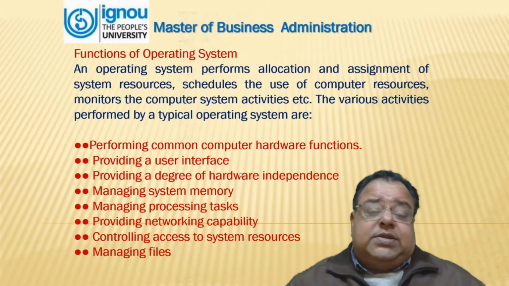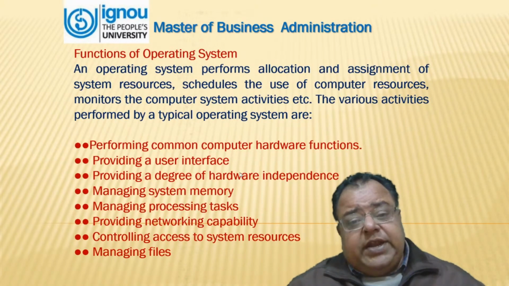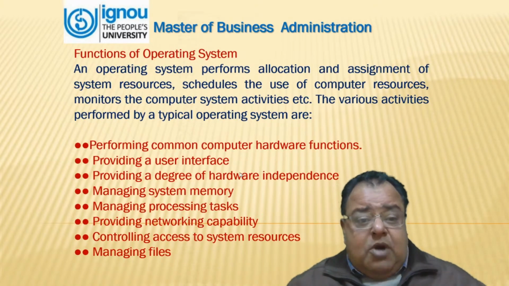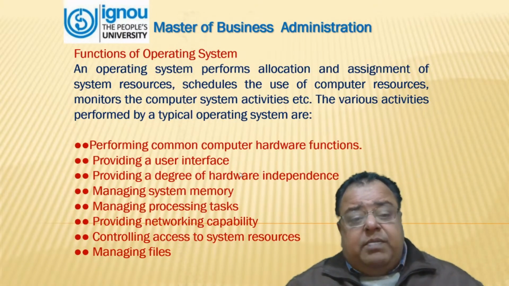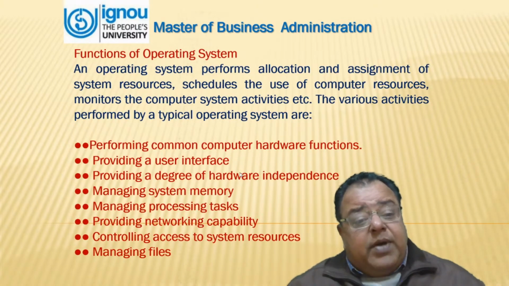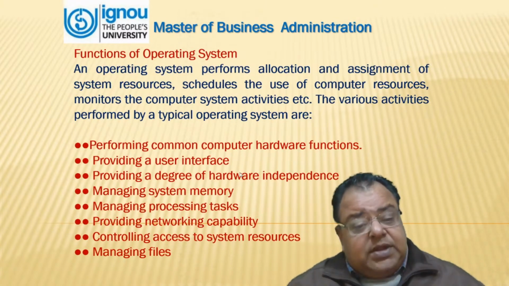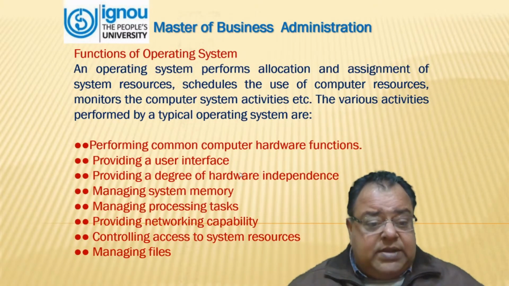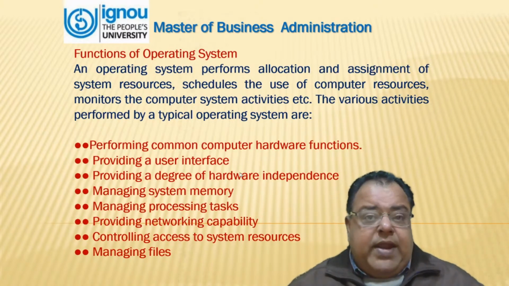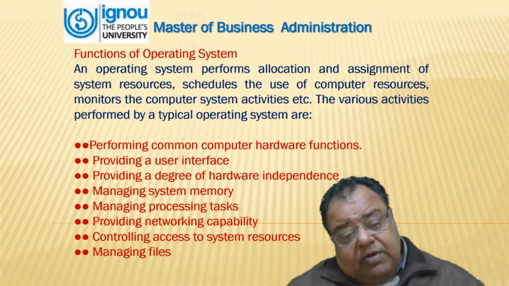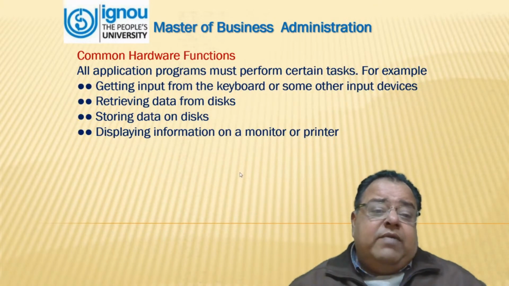What is the function of an operating system? An operating system performs allocation and assignment of system resources, schedules the use of computer resources, monitors the computer system activities, etc. The various activities performed by a typical operating system are performing common computer hardware functions, providing a user interface, providing a degree of hardware independence, managing system memory, managing processing tasks, providing network capabilities, controlling access to system resources, and managing files.